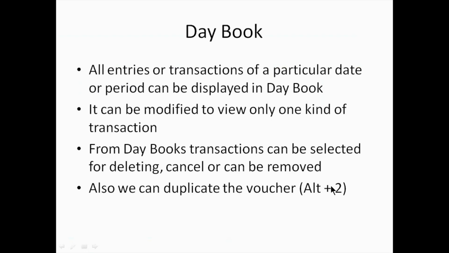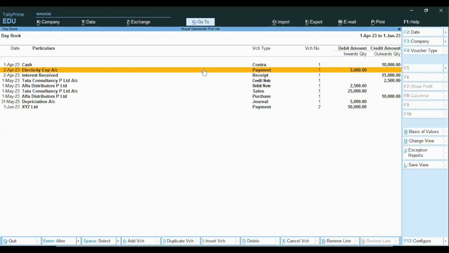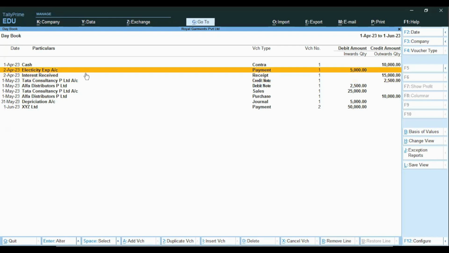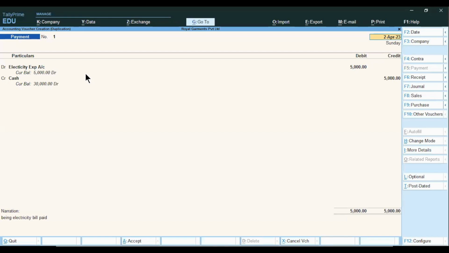We can duplicate the voucher. Suppose I want to enter the electricity payment for the next month also, and the same voucher I want to pass. So instead of opening the voucher, changing the voucher type, entering debit and credit, I will just copy this voucher. Which voucher you need to copy? Just use your arrow key and select the voucher and then press Alt and 2 from keyboard. So at present we have copied the voucher and it is asking to alter the voucher. So this is a duplicate voucher. We have already the original one.